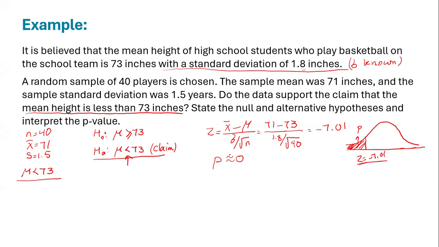And if the p-value is 0, again, it is less than any alpha, and if the p-value is less than alpha, we need to reject the null hypothesis. And if we reject the null, that means we can support the claim, which is that the mean height is less than 73 inches.